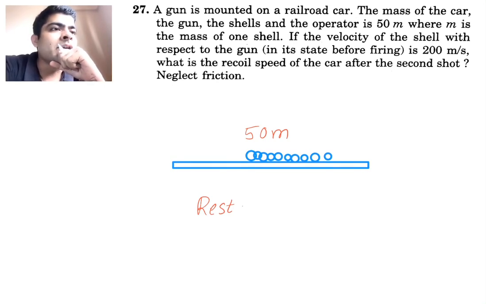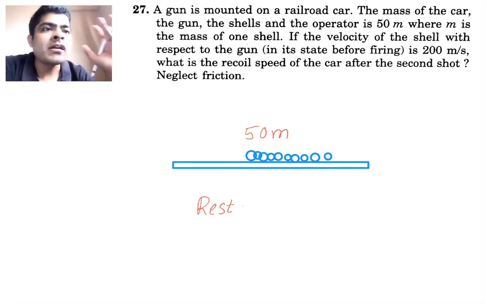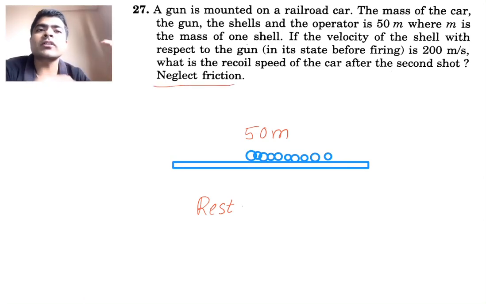Now neglect friction. The question says that we have to neglect friction. So along the horizontal there is no force involved, so basically we can conserve momentum along the horizontal direction. Now let's draw the diagram again.